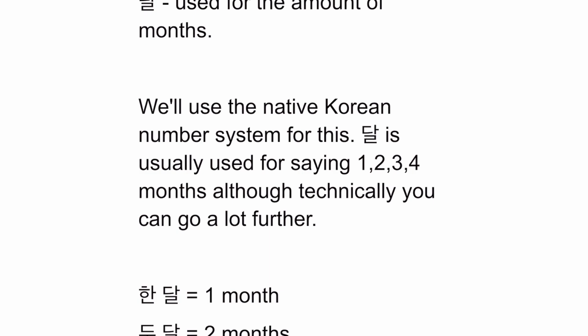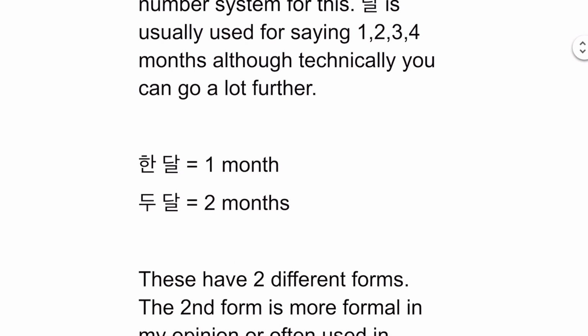That being said though, 달 is usually used with 1, 2, 3, 4 months. Only those first 4 months usually. But technically you can just go on and on a lot further with that if you want to. But more commonly in spoken Korean, they only use it for 1 month, 2 months, 3 months, 4 months. So 한 달, 두 달.